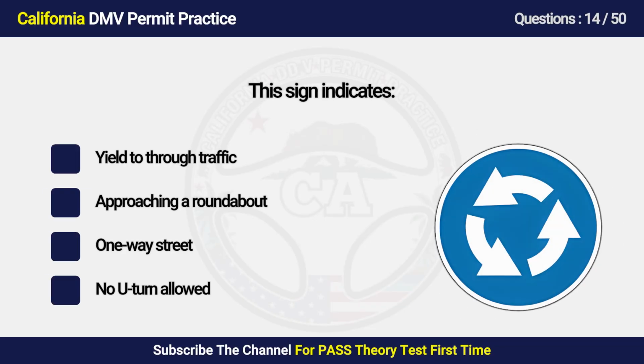Question 14. This sign indicates A. Yield to through traffic. B. Approaching a roundabout. C. One-way street. D. No U-turn allowed.